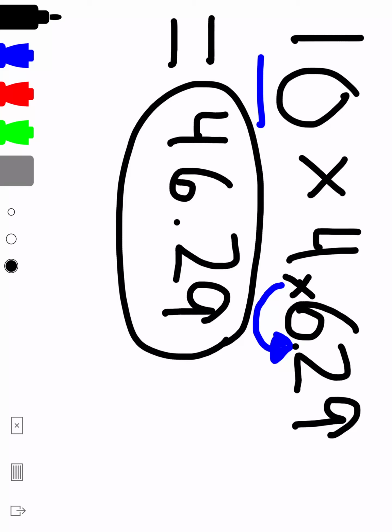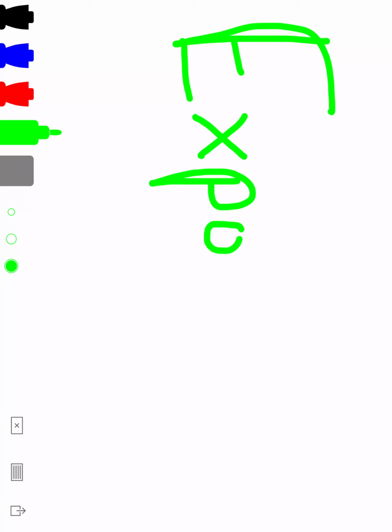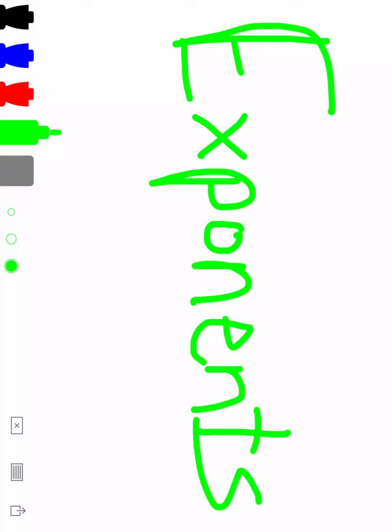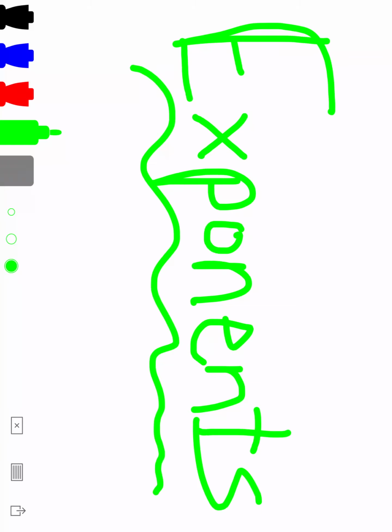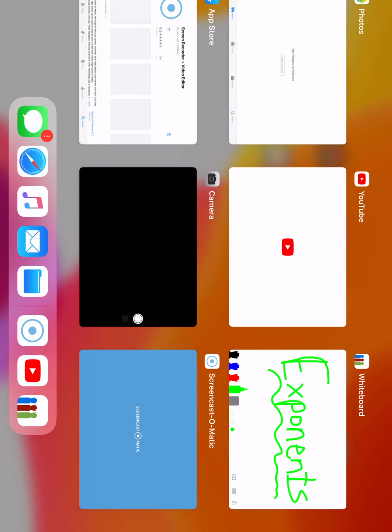Now, 10 times 4.629. First thing, how many zeros are there? 1 zero. That means our decimal point is only going to go over 1 time to the right. So my answer is going to be 46.29 because my decimal point went 1 over. No longer there, there instead.